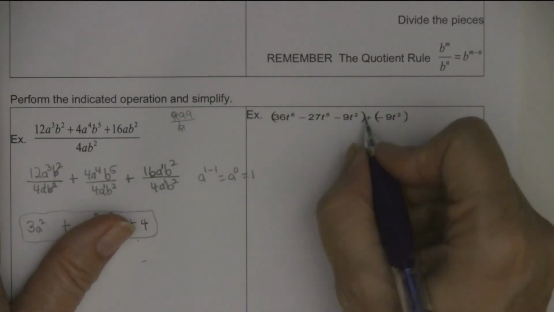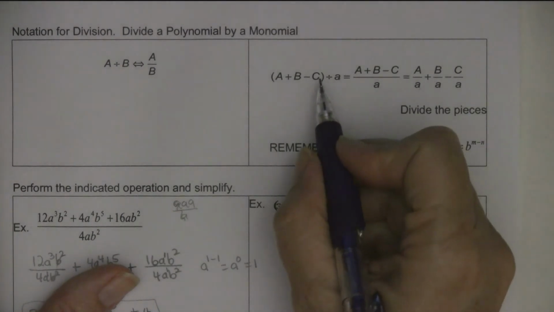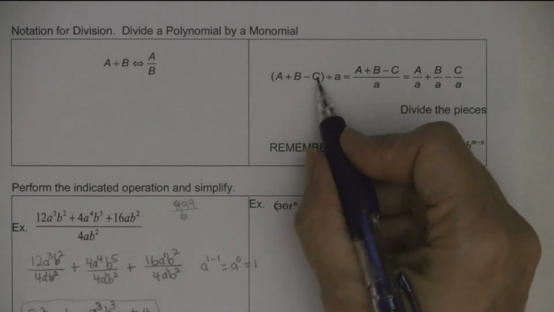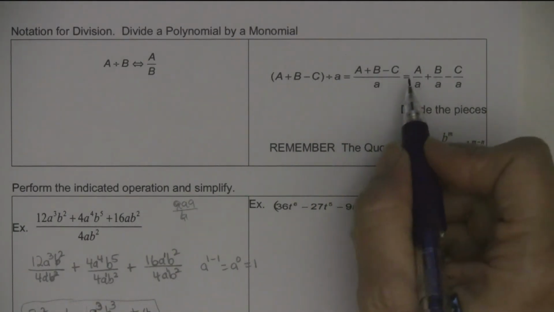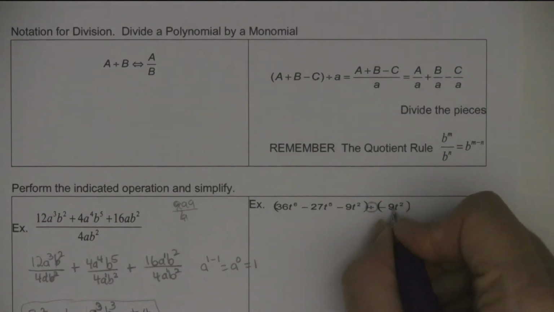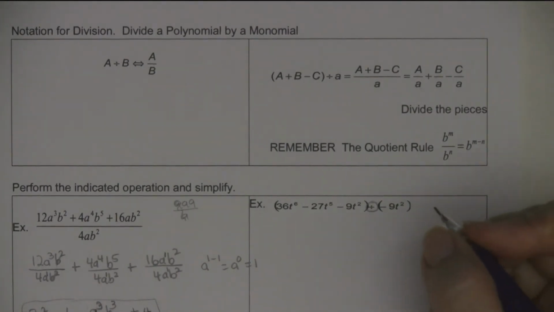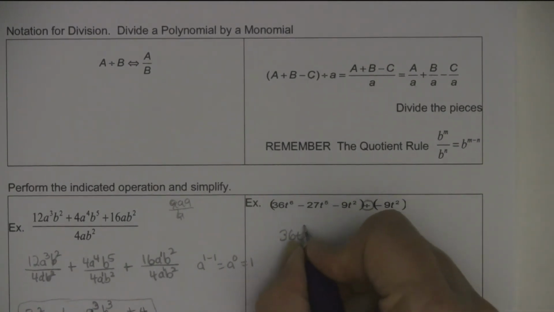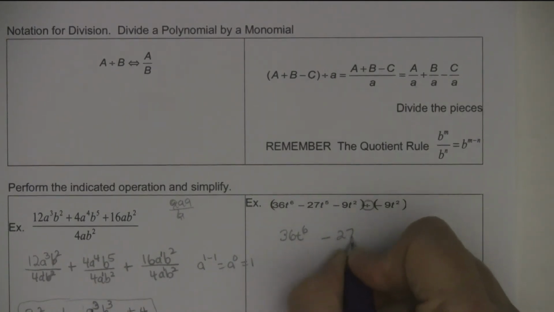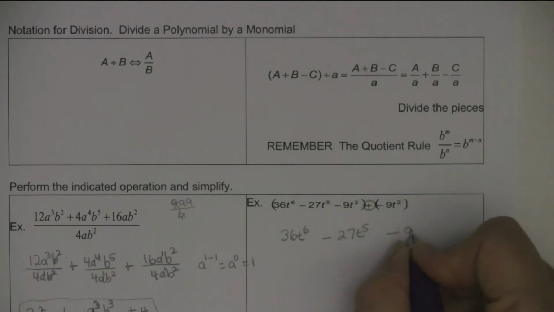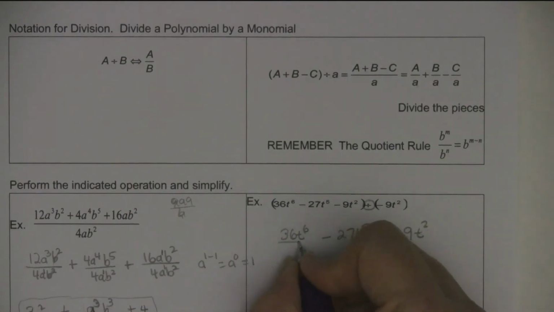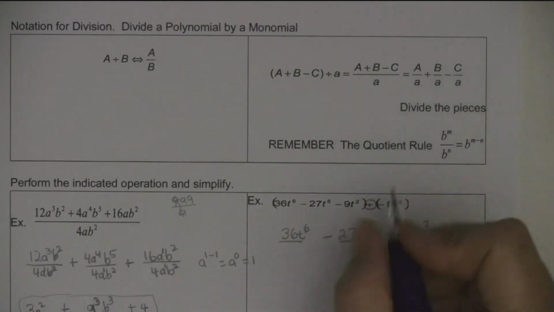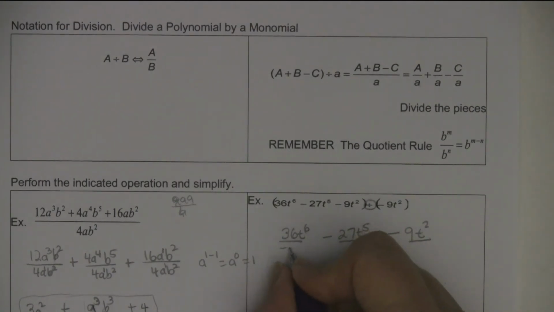Now, this one is written as a division like this, right? So I can rewrite it like this and then rewrite it like that, or I can go straight from here to there. It's divide the pieces, as long as this is a monomial. Well, and it is. Negative 9t to the second is a monomial. So the signs follow here. 36t to the sixth minus 27t to the fifth minus 9t to the second. And you're going to divide each one of these, every single one of them, by negative 9t to the second.